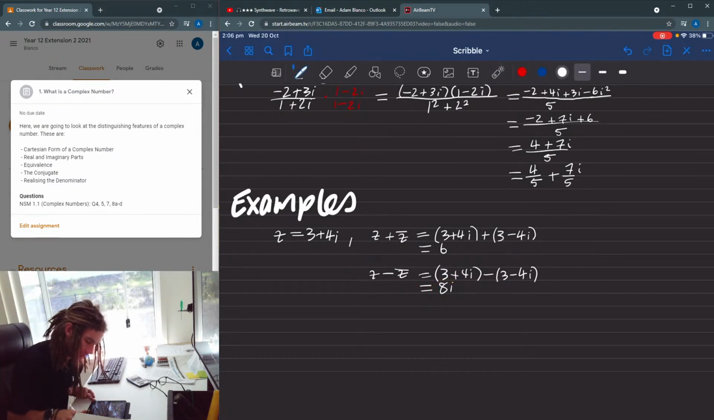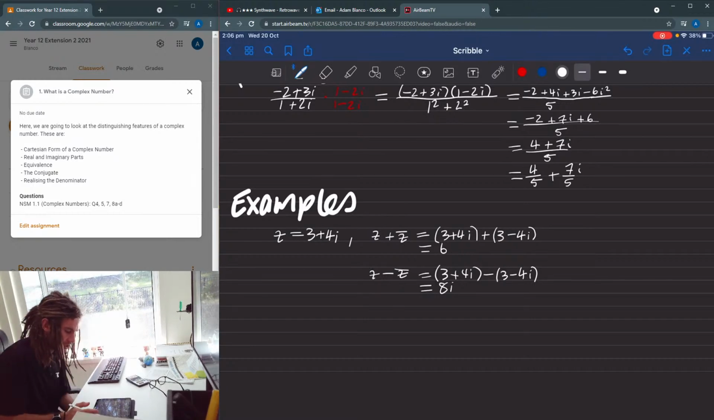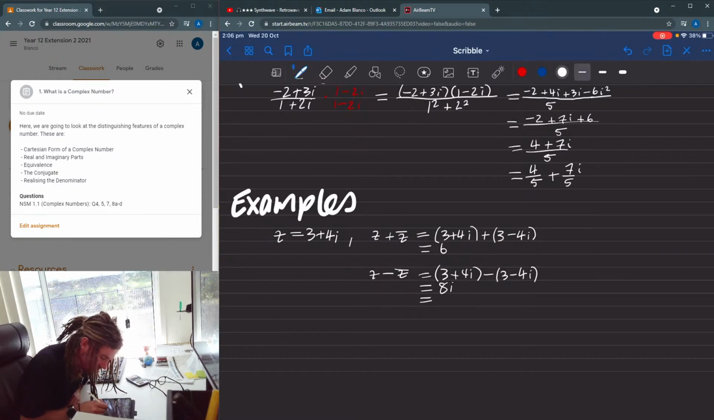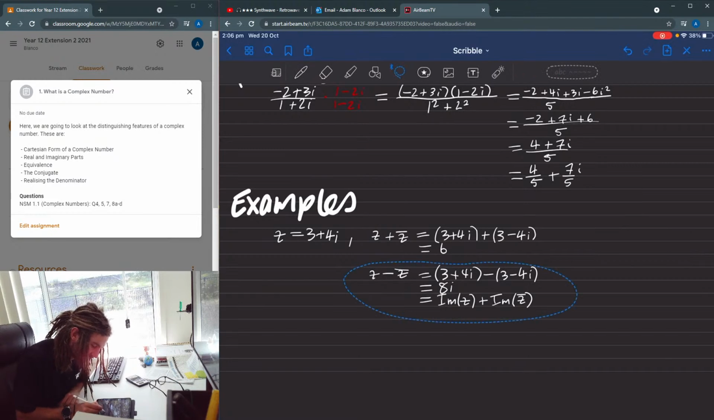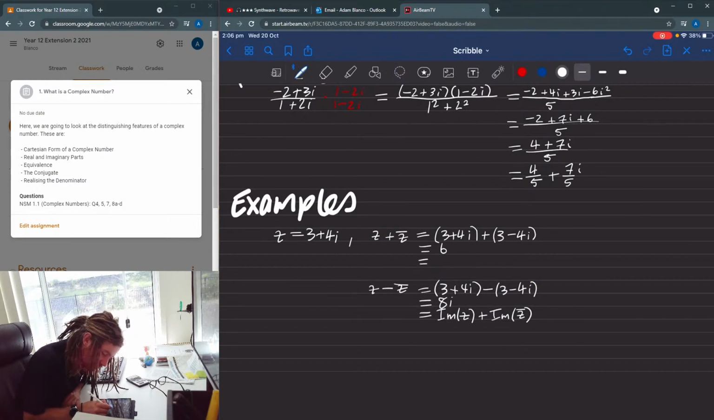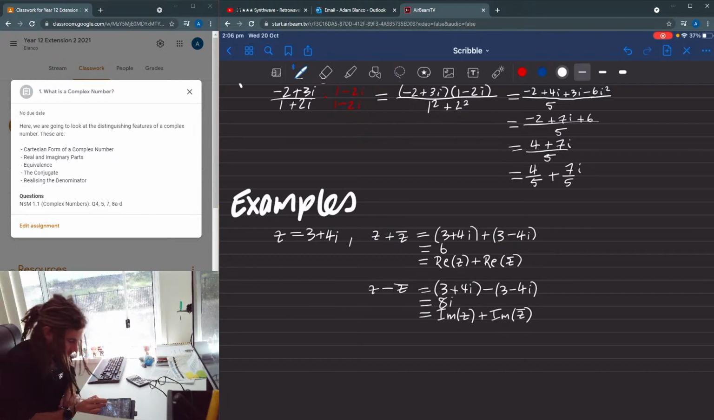So, yeah, I think that's kind of interesting. I guess what you could also say is this just equals the sum of the imaginary parts. So you could write the imaginary part of z plus the imaginary part of z bar. That's one way you could write that. Similarly, you could write this as the sum of the real parts. So the real part of z plus the real part of z bar. Anyway, why did I do that? God knows.